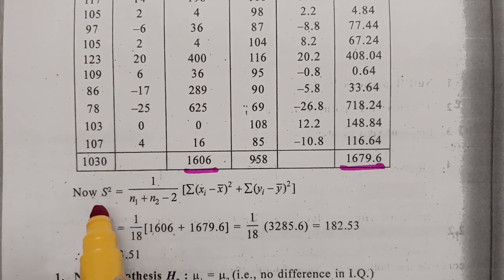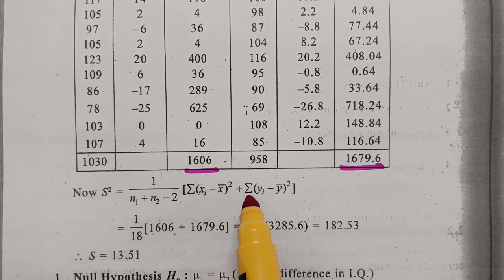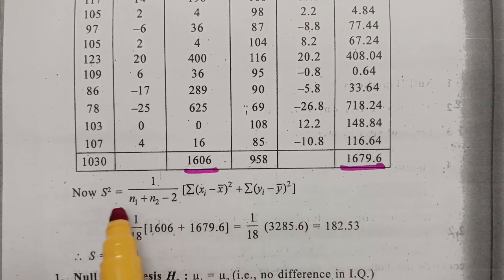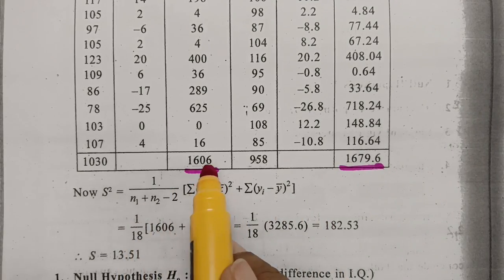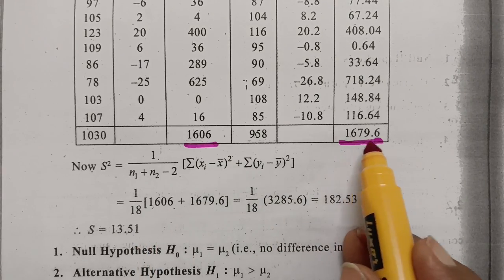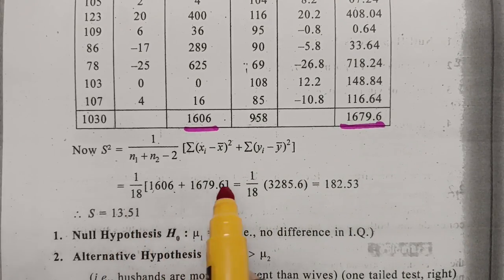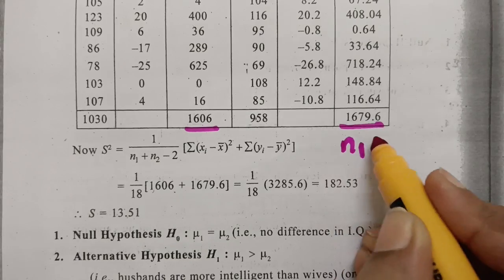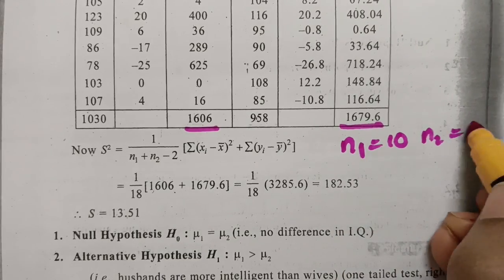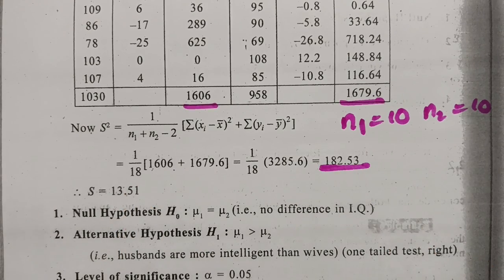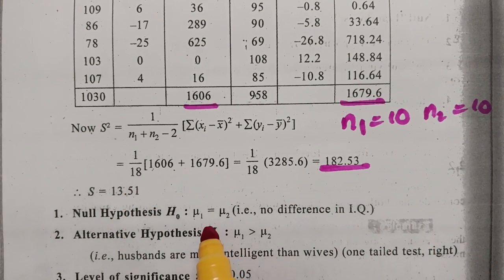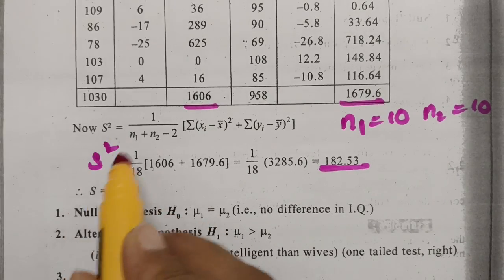So for the variance s square, that is sigma x minus x bar whole square plus sigma y minus y bar whole square divided by n1 plus n2 minus 2. The addition here is 1606 plus 1679.6 divided by, what is n1? So n1 is equal to 10 and n2 is also 10. That is 10 plus 10, 20 minus 2, which is equal to 18. The value here is 182.53. So this value is the variance s square.